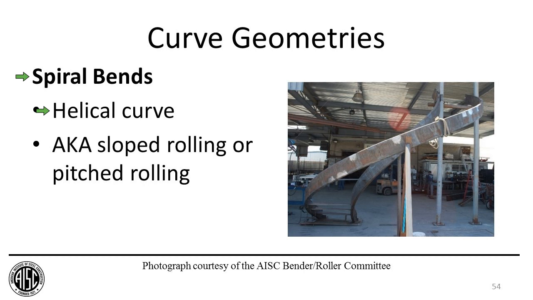But we kind of use those interchangeably now in the construction industry, because everybody knows that the figure I've got up there is a spiral stair stringer, right? And this is also called sloped rolling or pitched rolling. The reason is because you need extra wide rolls to roll these things, and I'll show you what I'm talking about later when we get into the bending methods that are used.